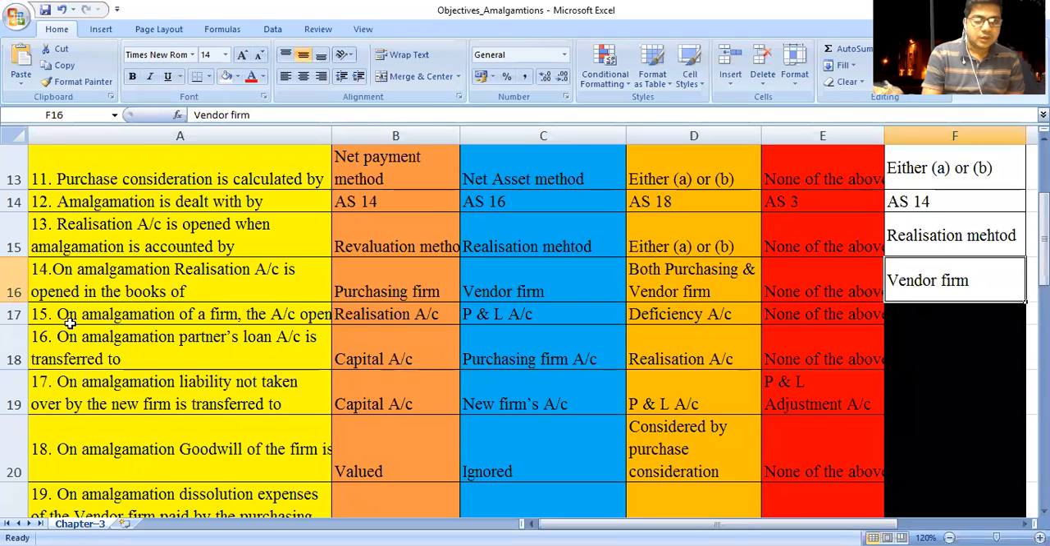Next, on amalgamation of the firm, the account opened is realization account, partners profit and loss account, deficiency account, or none of the above. Answer is realization account.